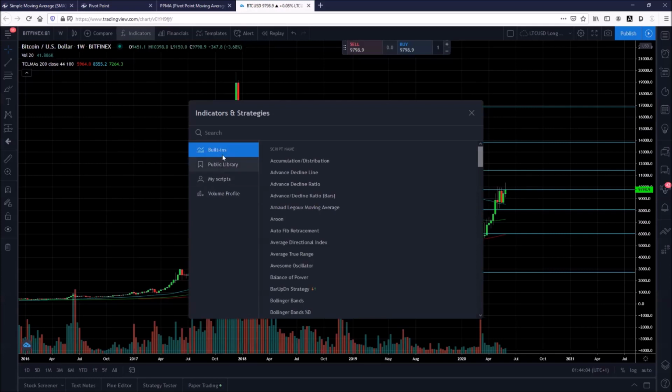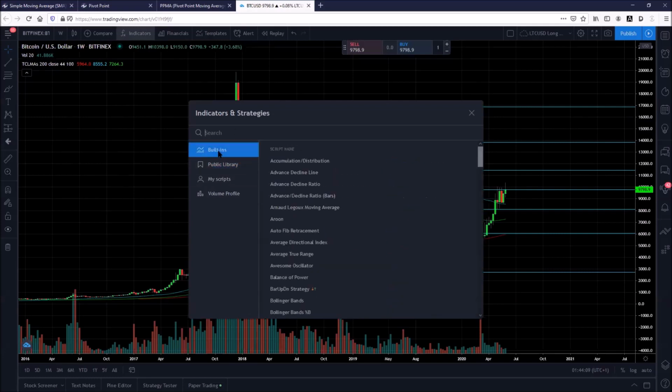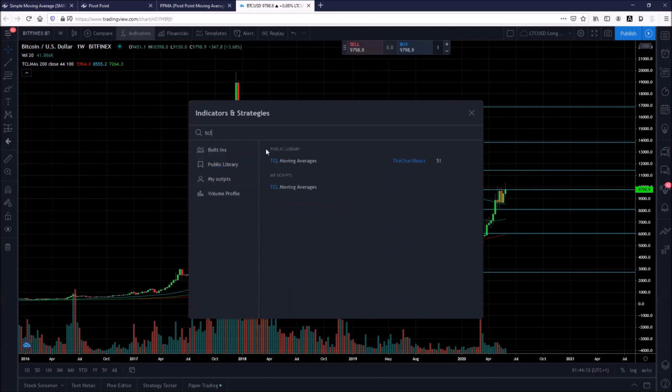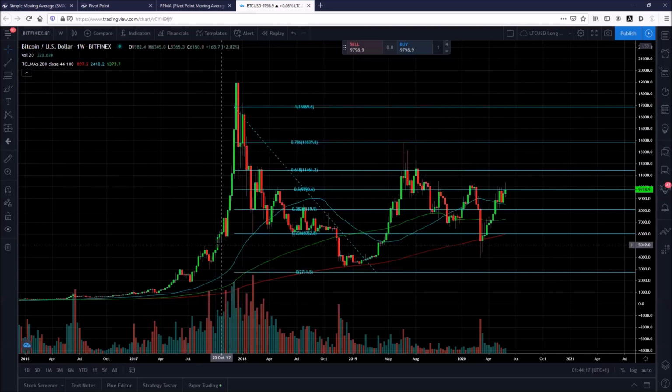You might have to click on public library first. I was on built-ins. So if you're doing this for the first time yourself, click on public library, TCL, there's the moving averages. Now I've added them twice, I take it off once. Now, what do you notice?